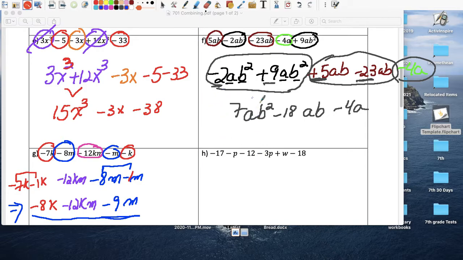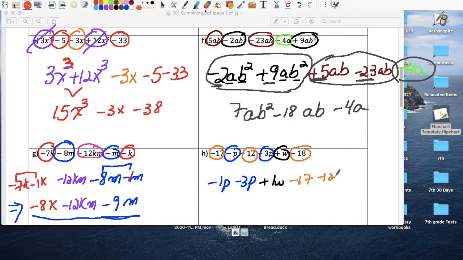So here, likewise, let's do the p's. I have minus p, and minus 3p. So I'm going to write minus 1p, right? Minus 3p because they go side to side. And after the p's, there's a w plus w. And I'm going to write plus 1w for you guys. At some point, I'm going to stop writing that one. Okay, but since we're doing this. And then minus 17, minus 12, and minus 18 all go next to each other.